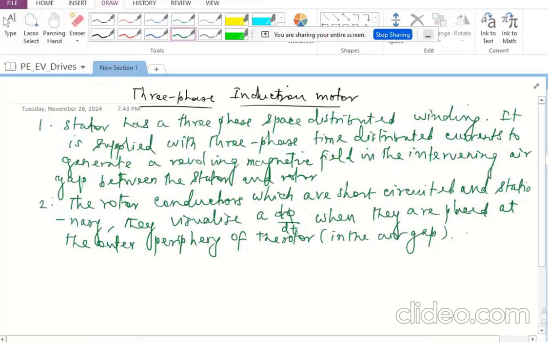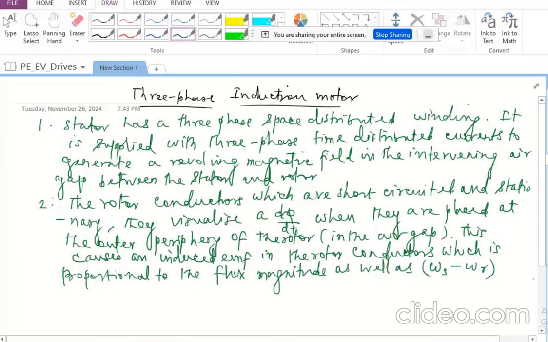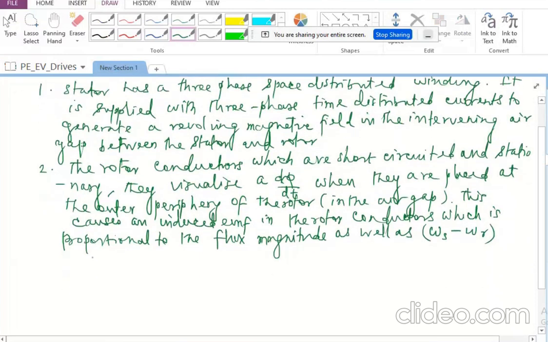So what happens is this causes an induced EMF in the rotor conductors, which is proportional to the flux magnitude as well as omega s minus omega r, where omega s is the speed at which the revolving magnetic field is rotating and omega r is the actual speed of the rotor.